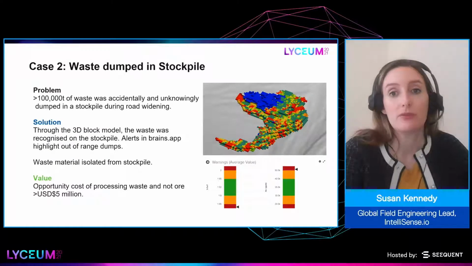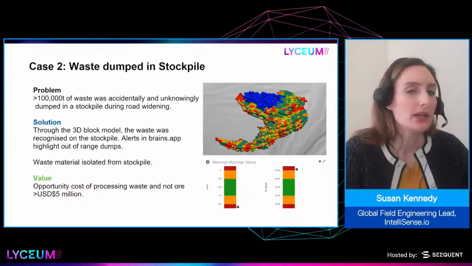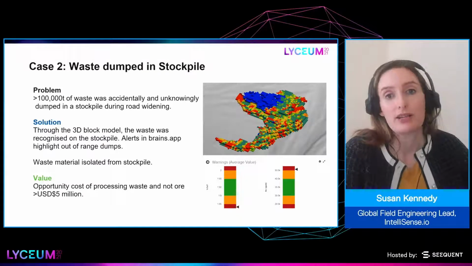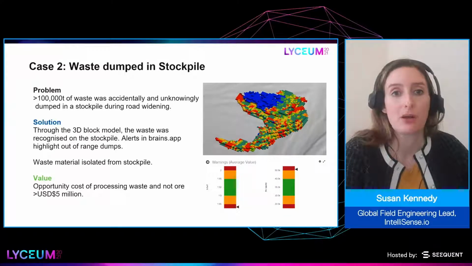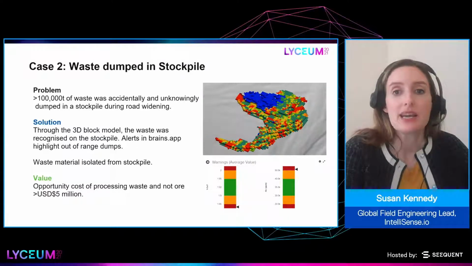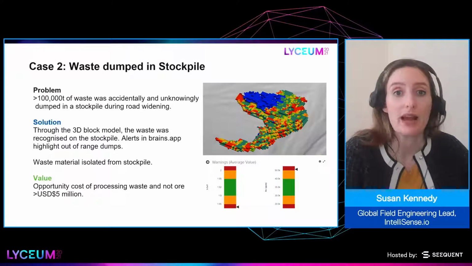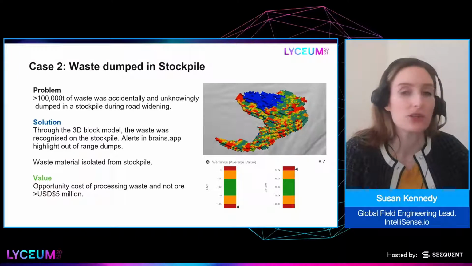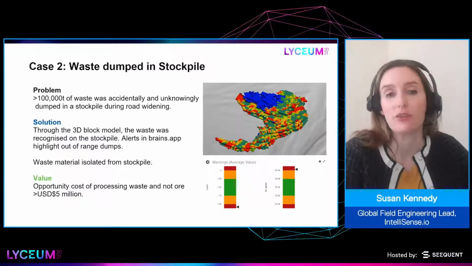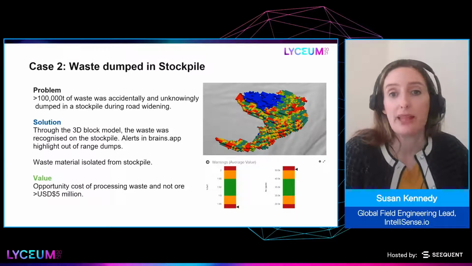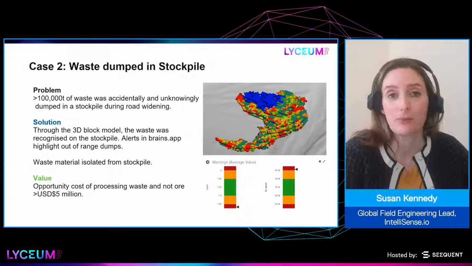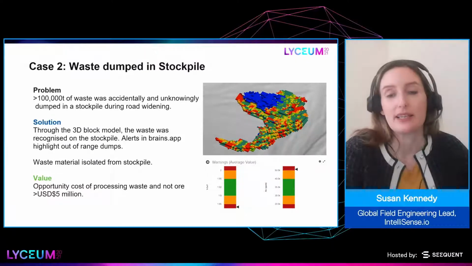So I want to show you a couple of interesting cases that we've seen. In the first one, there was over 100,000 tonnes of waste unknowingly dumped onto a stockpile when some road widening activity was being carried out. This was clearly seen in the 3D block model, as represented by the blue area in the model and the alerts in the application, shown on the bottom as out of range dumps. So this means it was out of range for what was expected for that stockpile. If this had entered the plant, the opportunity cost of not processing ore instead of waste was over $5 million US. So instead, the material was isolated from the stockpile.